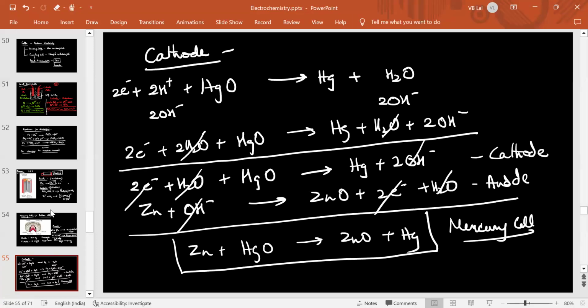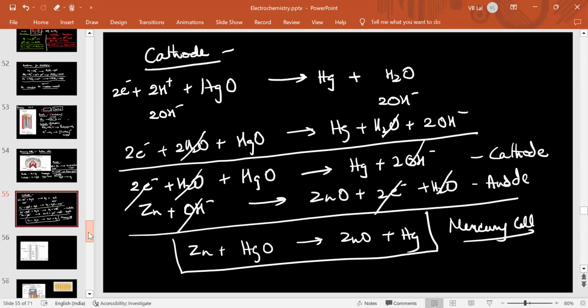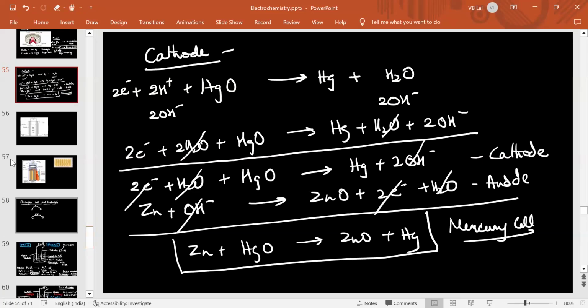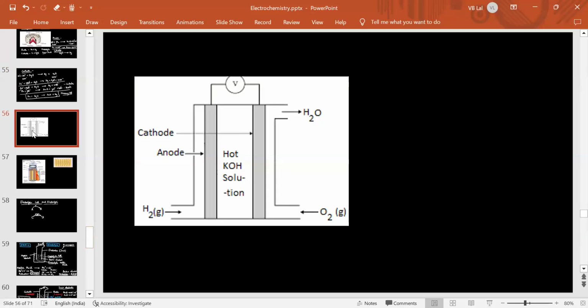Okay. Now the next cell that we have to understand is a very important one, and that is called a fuel cell. Fuel cell. F-U-E-L. Fuel cell. Now this is the cell of the future. Already it is being used. It is used in the space program.